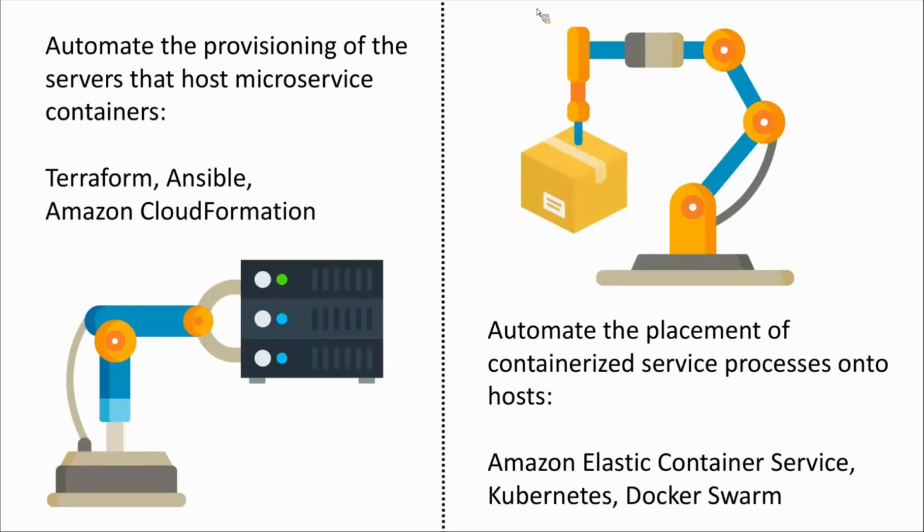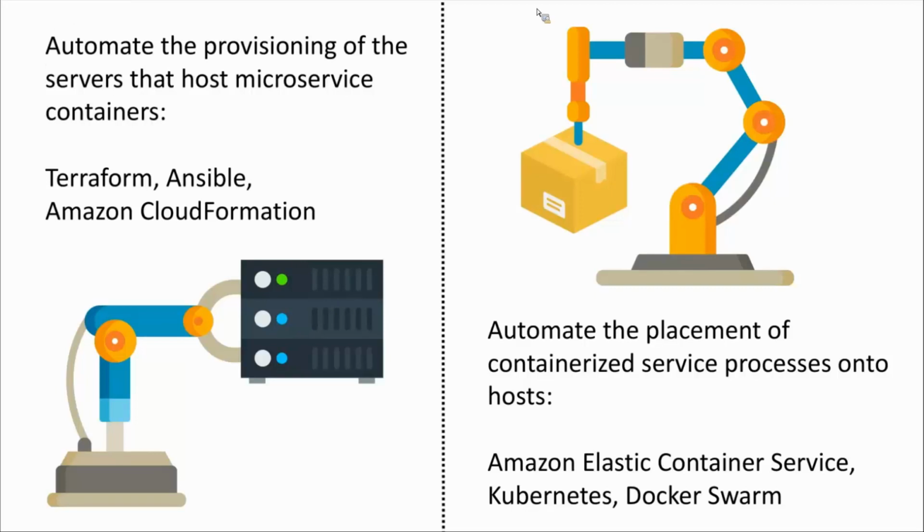I also want to automate the provisioning of the services that host my microservices. So in this case, it's our containers. An example of that is Terraform or Ansible or CloudFormation from Amazon. So that's responsible for making sure that all of the servers that my application or my containers run on all look the same. So it's not a special snowflake server that I had to SSH into to install a new package every time. It's automated and repeatable.